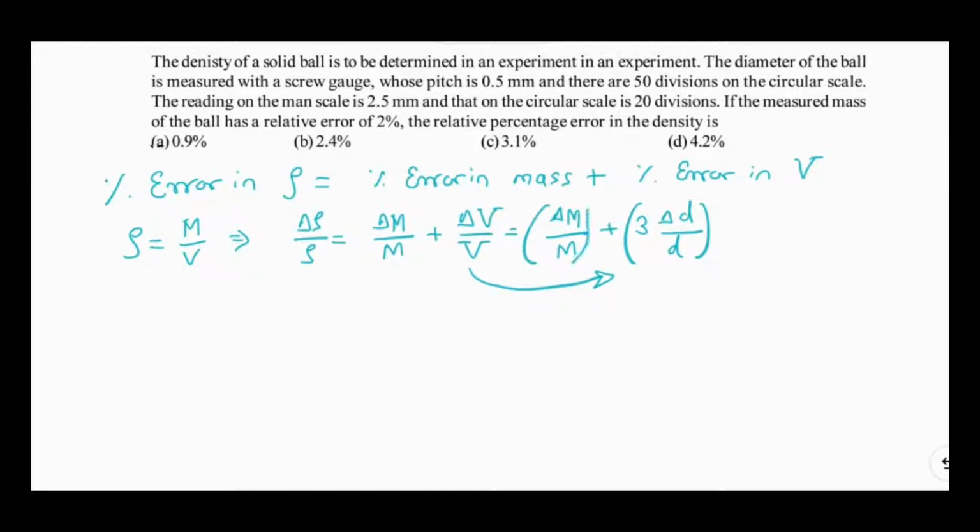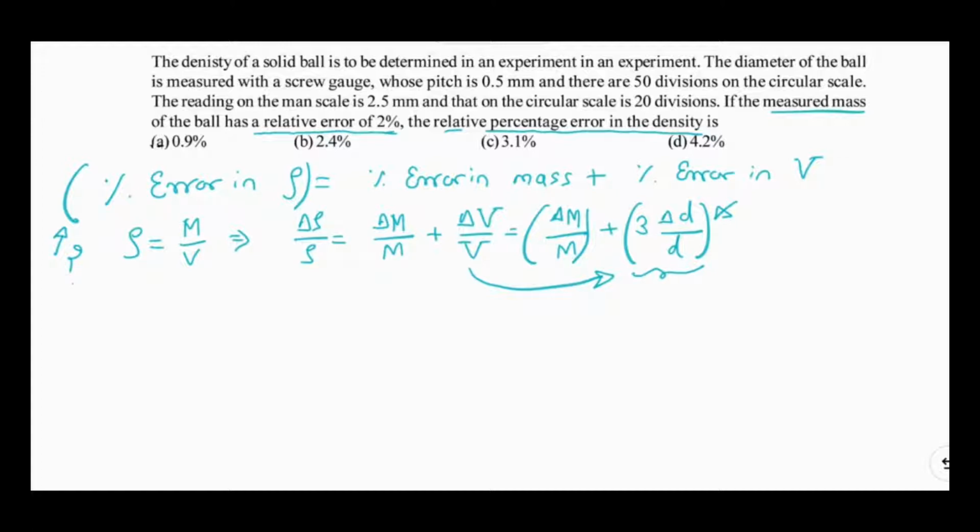The error in mass is already given in the question. The relative error is 2% in the measured mass. The relative percentage error in density is what we need to find, and this is what is asked in the question. So to calculate the percentage error in density, we need to find the relative error in volume.